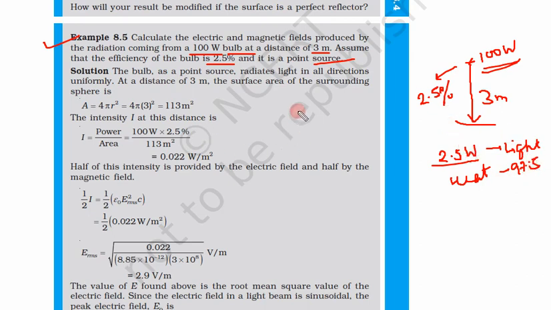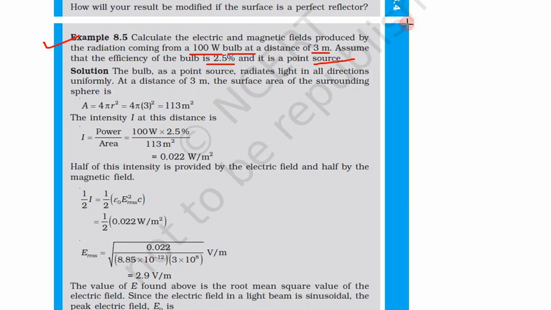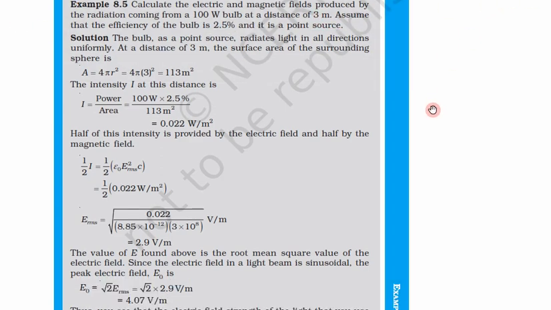So old electric bulbs were very inefficient and consumed a large amount of electricity just to produce a very limited amount of light. That's why nowadays we have started using LED bulbs, which are more efficient and produce the same amount of light with 9 watt or 7 watt. So let us do the solution.